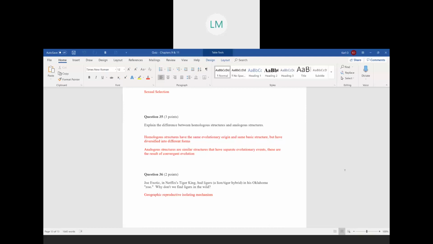And then question 36, so Joe Exotic in Netflix's Tiger King had ligers, a lion-tiger hybrid in his Oklahoma zoo, quote unquote. Why don't we find ligers in the wild? So this is because of a geographic reproductive isolating mechanism. This is one of the pre-zygotic reproductive isolating barriers, right? Lions and tigers don't live in the same place, so they don't encounter each other in the wild, so that's why we don't find ligers in the wild.